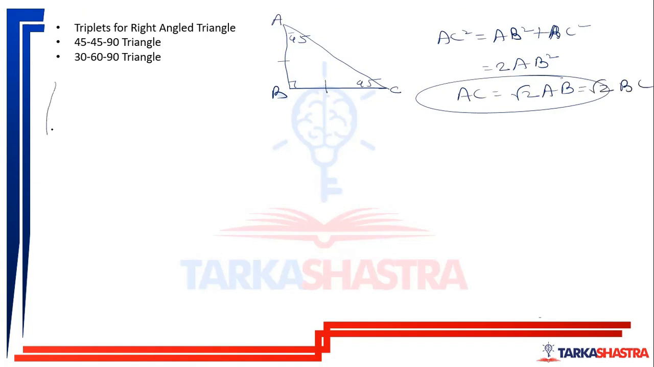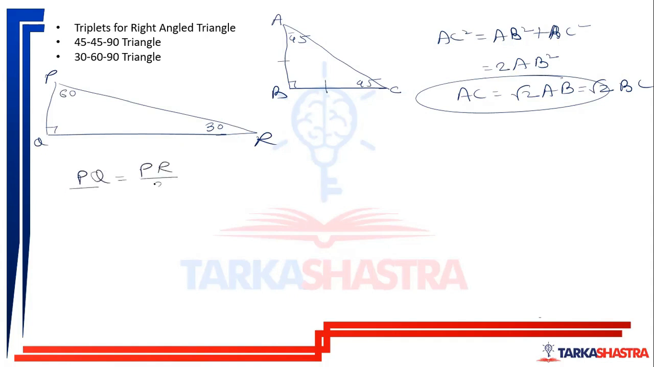Similarly, if I draw another triangle, which is a 30, 60, 90 degree triangle, obviously this is a smaller triangle. This is 90 degrees and this is 60 degrees. So here, if the triangle is PQR, we should know that the side opposite to 30 degrees, that is PQ, is equal to half of the hypotenuse, and the side opposite to 60 degrees, that is QR, is equal to root 3 by 2 times the hypotenuse.